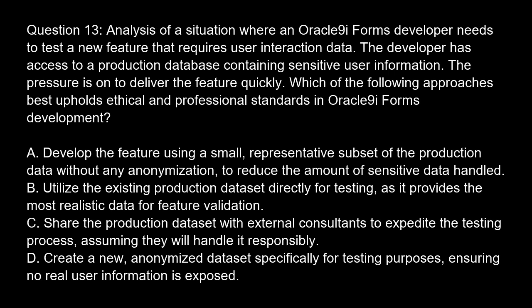Option A. Develop the feature using a small, representative subset of the production data without any anonymization to reduce the amount of sensitive data handled. Option B. Utilize the existing production dataset directly for testing, as it provides the most realistic data for feature validation. Option C. Share the production dataset with external consultants to expedite the testing process, assuming they will handle it responsibly. Option D. Create a new, anonymized dataset specifically for testing purposes, ensuring no real user information is exposed.